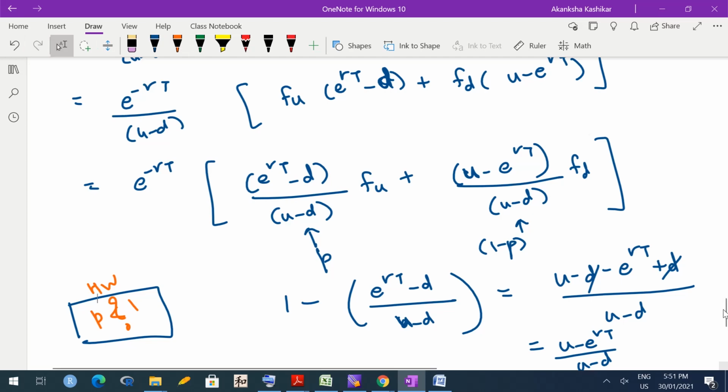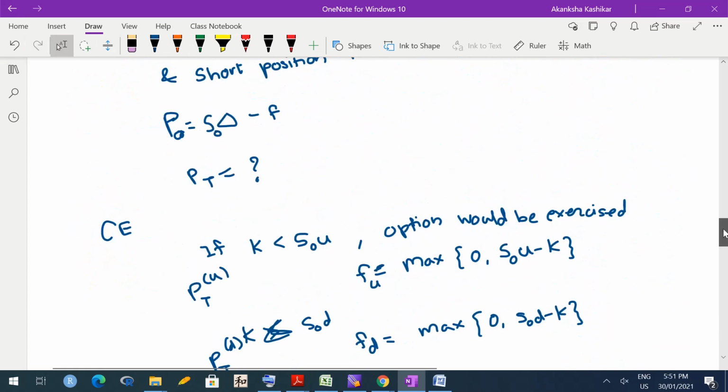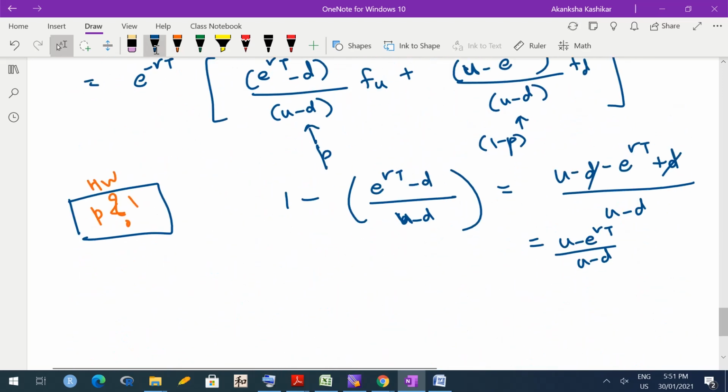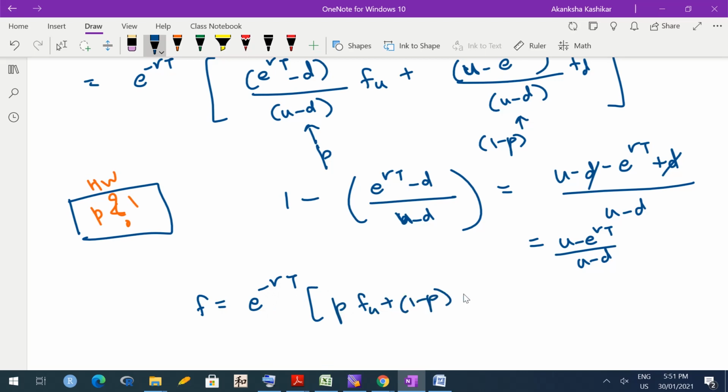So let me see what we have derived. We were trying to derive f and we got f as e raised to minus rT times p times Fu plus 1 minus p times Fd. You can actually prove that p is less than 1. So this p Fu plus 1 minus p Fd becomes a weighted mean of the payoff from the derivative at time T.